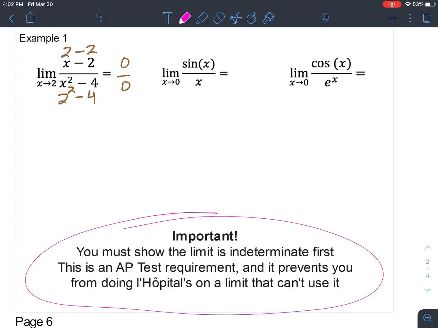For this note down here, on a multiple choice question, it really does not matter for us, but on the free response, your work is going to get graded on a free response question, whereas your work can't be graded on a multiple choice question.